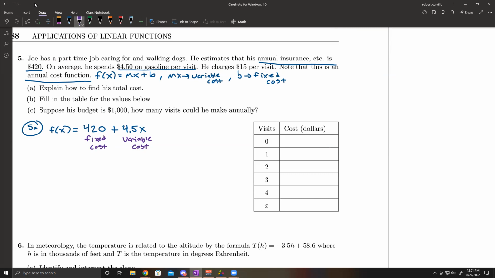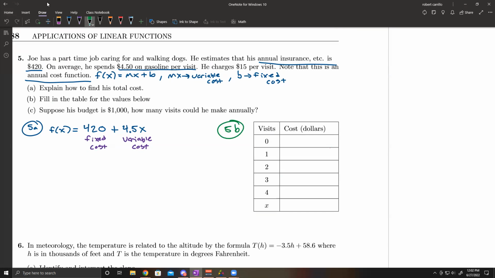Okay. So now, since it's an equation and since it's a function, we want to compute it. So on 5B, it says fill in the table for the values below. So we're going to take 0, 1, 2, 3, and 4. We're going to plug those all in for x and see what it costs him every time he does a visit. Okay, so this is going to be 5B.